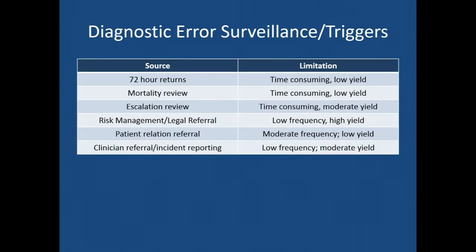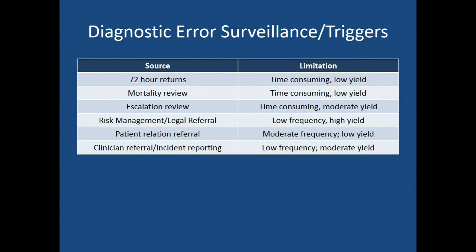These are the kind of triggers that we use. Again, probably some of the triggers you're using. 72-hour returns, mortality review, any escalations within 24 hours we look at, referrals from risk management or legal, patient relations referral, clinician referral, and incident reporting. The challenge there is overall, either they're super time consuming and the yield isn't great, or they're not that time consuming, but they're low frequency events.